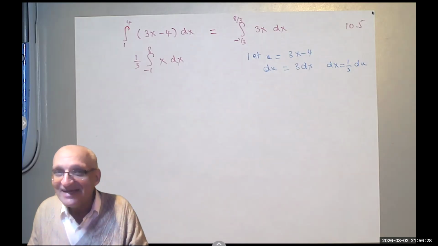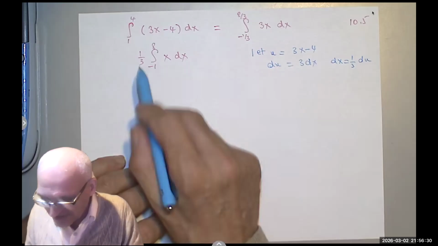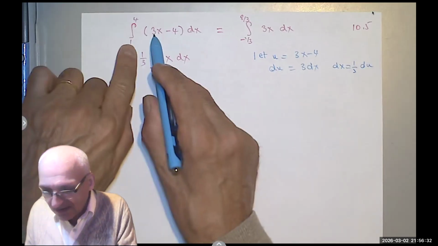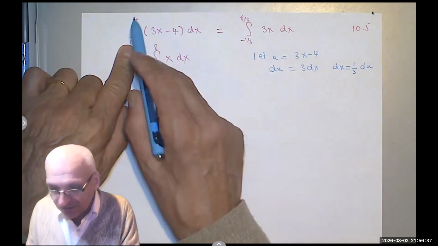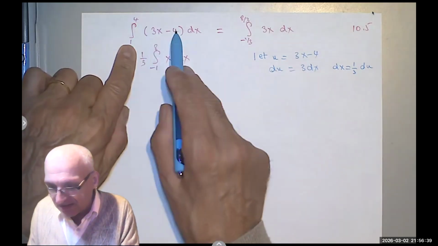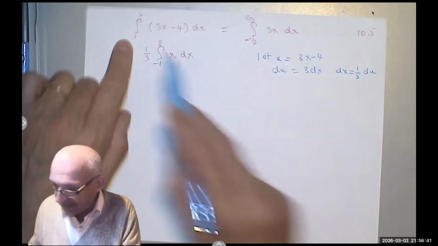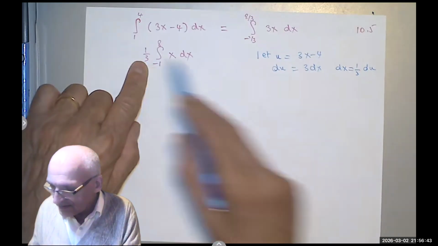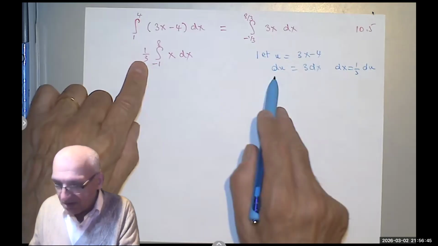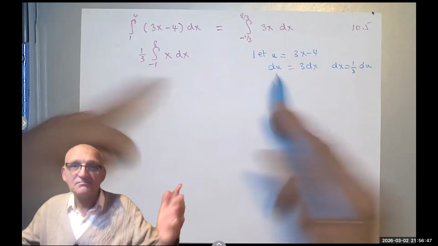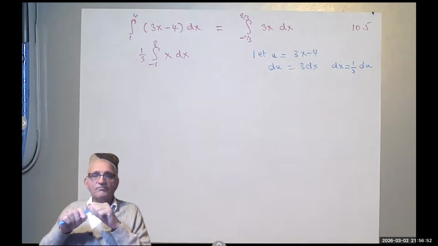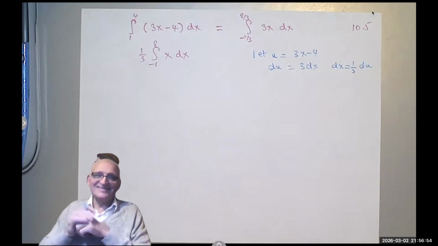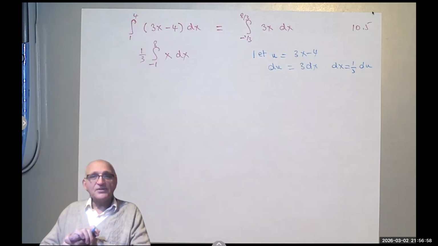Guess what will happen when we change the limits of integration? You substitute 1, like we did. 3 minus 4 is negative 1. You substitute 4. 4 times 3 is 12, minus 4 is 8. And here is the 1/3. And here is u du, which is x dx. I'm sorry, 1/3 du. dx is 1/3 du, right? And you will end up with the same result.